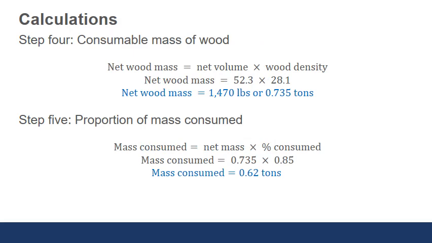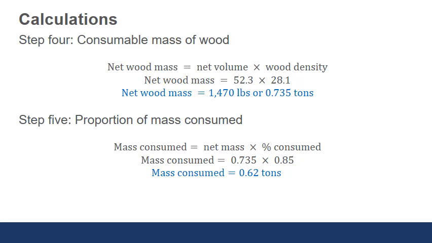Next, calculate the consumable mass of the wood. To do this, multiply the net wood volume from step 2 by the wood density from step 3. In our example, we get that the net wood mass is 1,470 pounds, or 0.735 tons. This calculation tells us the weight of the pile, so if we were simply trying to estimate the fuel loading on the site, we can multiply this value by 10 to represent the amount of fuel in the 10 piles. Continuing, we can calculate the amount of particulate matter produced from burning the 10 piles.